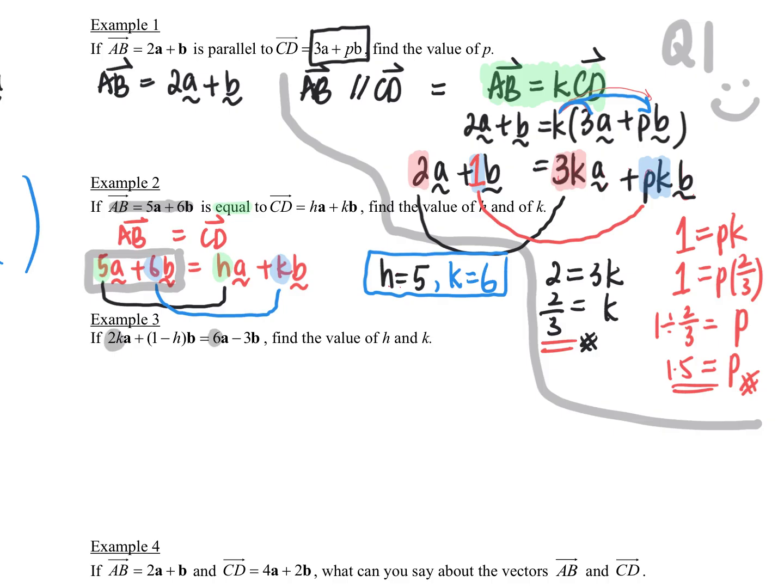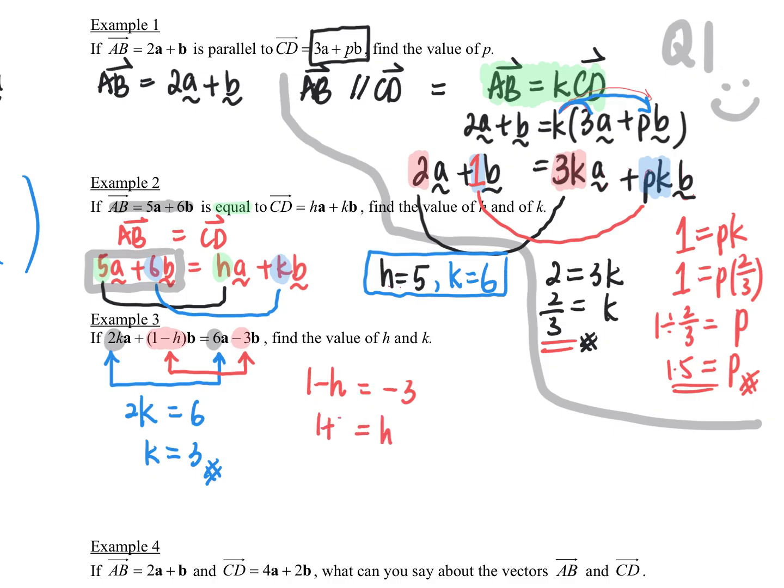So they are asking you to compare this with this. So 2K you compare with 6 because they are equal. So 2K must be equal to 6. K must be 3. Okay, then this one, you compare with this. So 1 minus H is -3. So if you try to solve for H, it is 1 plus 3, which is 4. So this one, they are equal, you can straight away compare.